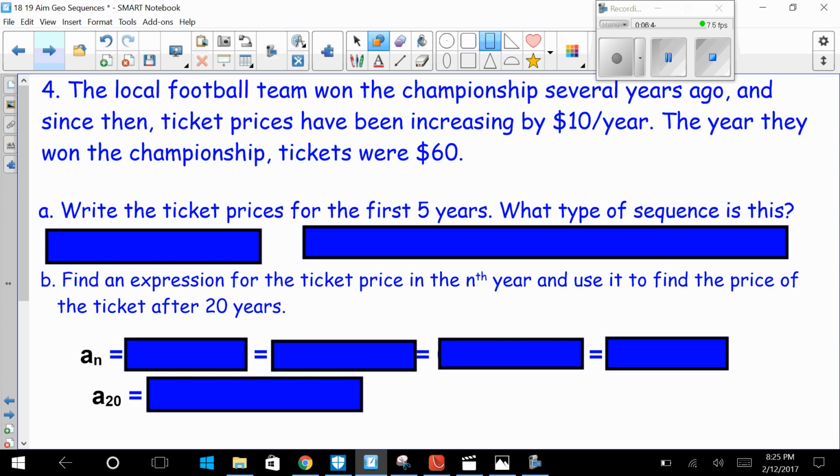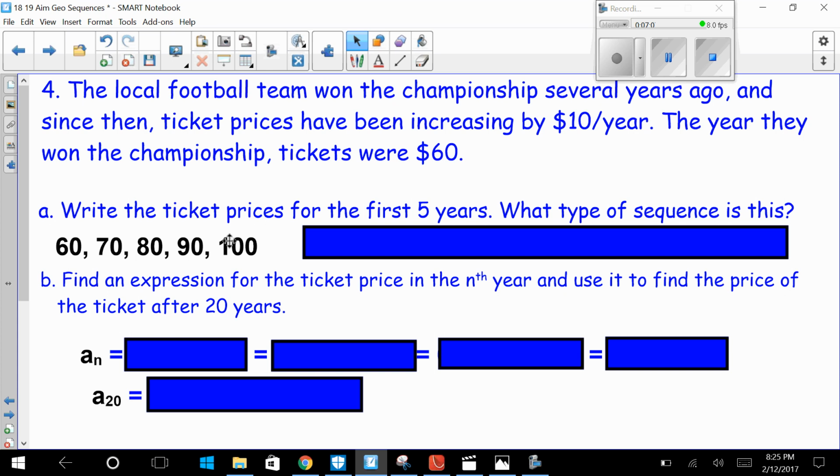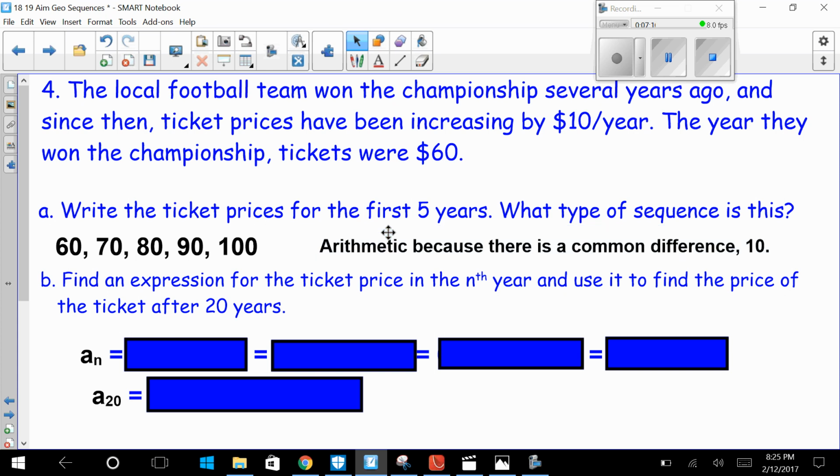The local football team won the championship several years ago, and since then, ticket prices have been increasing by $10 a year. The year they won the championship, tickets were $60. A, write the ticket prices for the first 5 years. What type of sequence is this? Well, if they started with 60 and they increased by $10 a year, then it would be 60, 70, 80, 90, 100. And because you're adding, there is a constant common difference of 10. This is an arithmetic sequence.